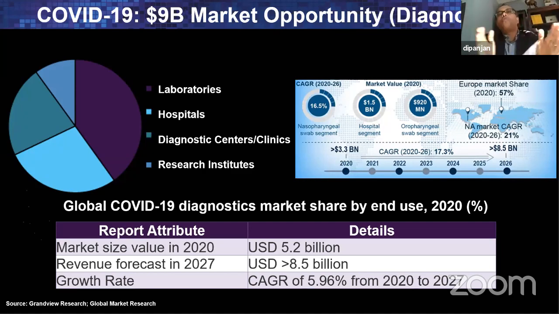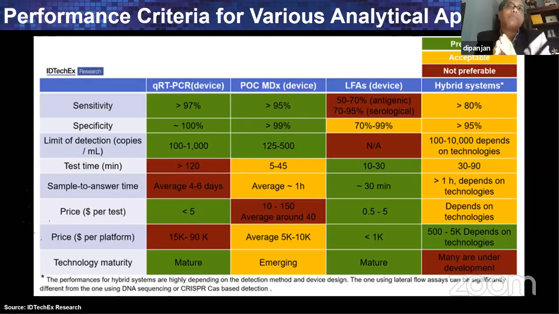Now, the global COVID-19 diagnostic market is almost an $8 to $9 billion market opportunity. It's huge. The market size value in 2020 is around $6 billion, with a revenue forecast of more than $9 billion in just COVID-19 detection. If you look at some of the techniques being used right now, the most widely and commonly used technique is RT-PCR, which is the technique used in the hospitals.